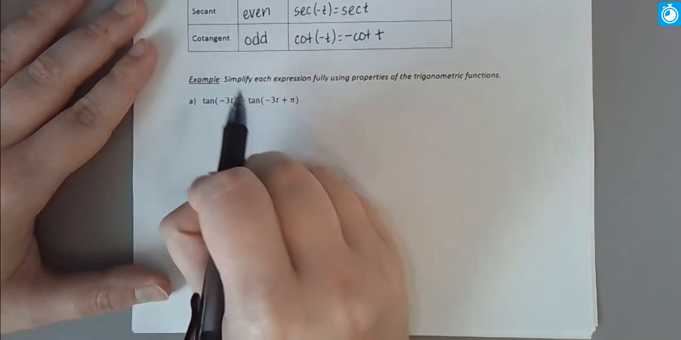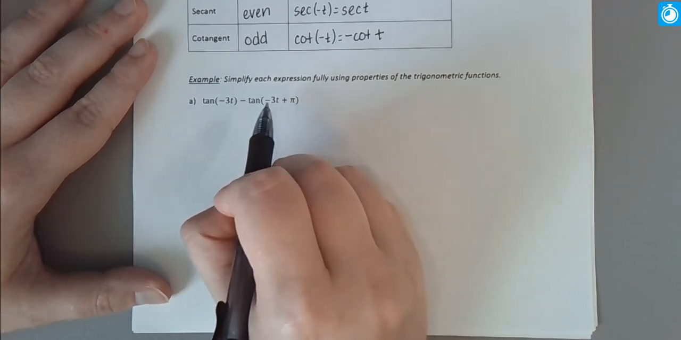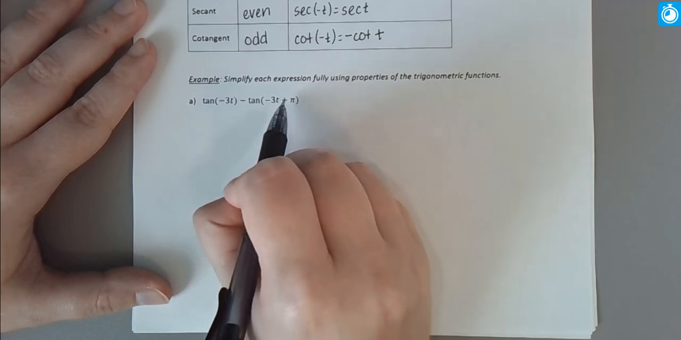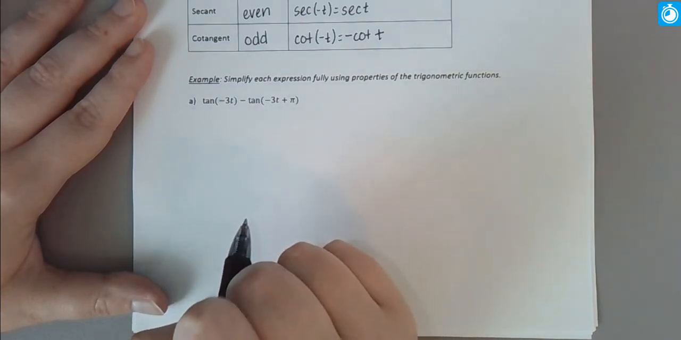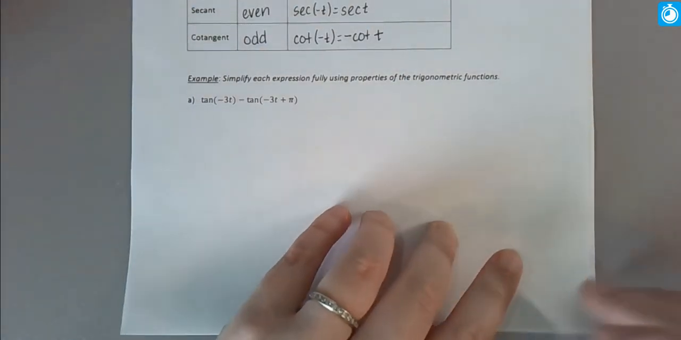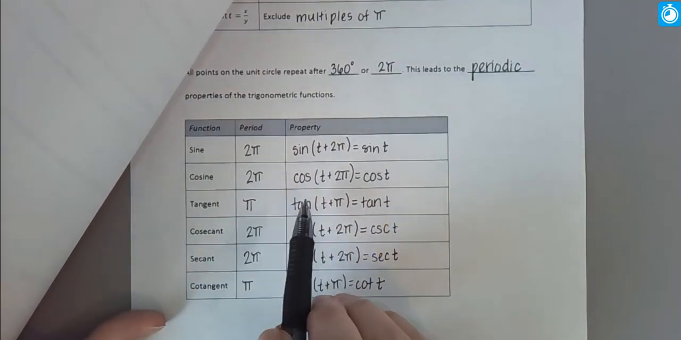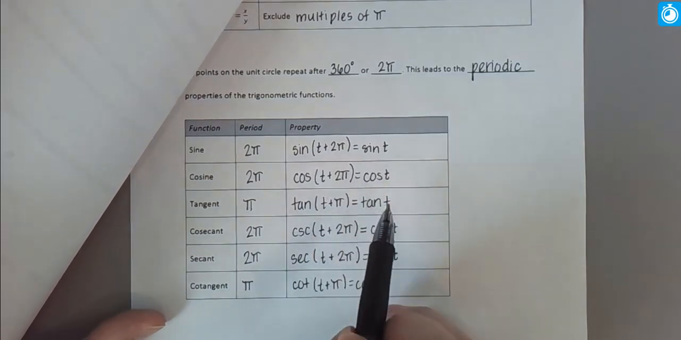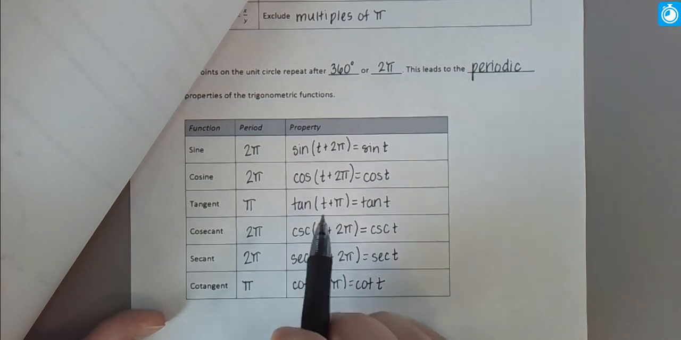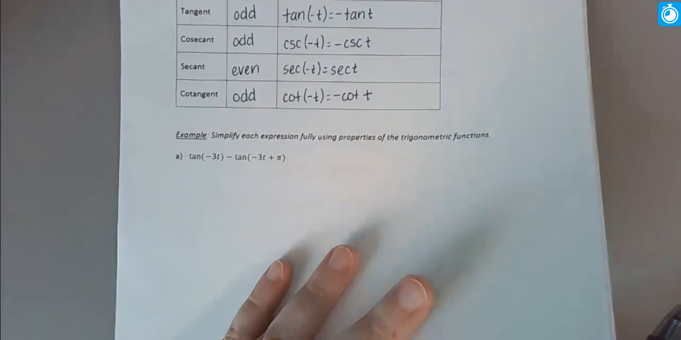So let's start with the second one. I notice for this second one that I have an angle, negative 3t, plus pi. Now, adding on pi or adding on 2 pi relates to a periodic rule. So let's flip back over and see what we can say about tangent. Okay, we know tangent has a period of pi, which means if you take the tangent of some angle plus pi, that's the same thing as the tangent of the original angle. So tangent of an angle plus pi, plus multiples of pi, is the same thing as tangent of the original angle.